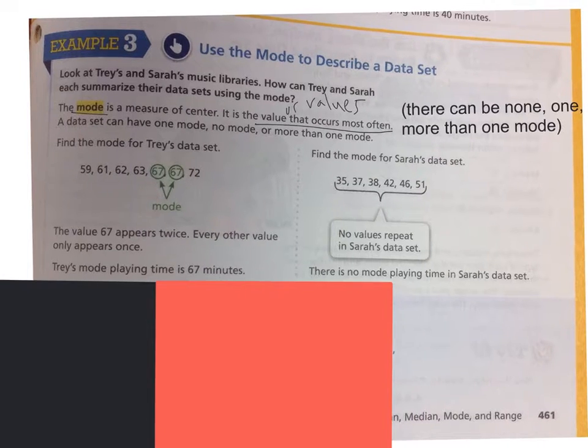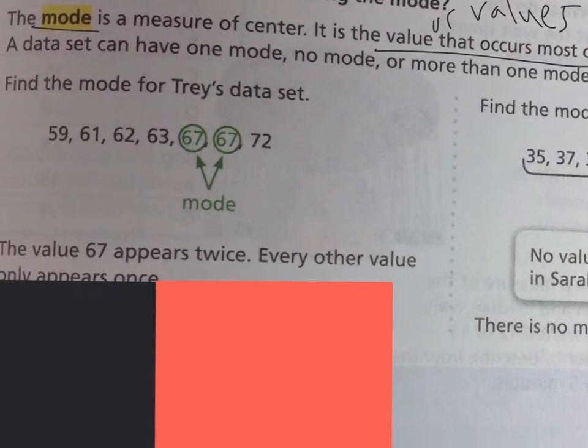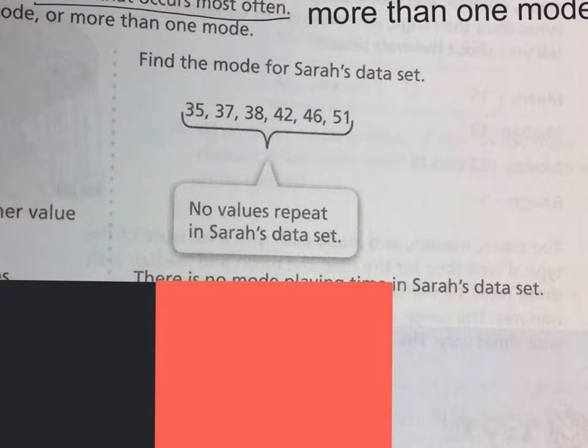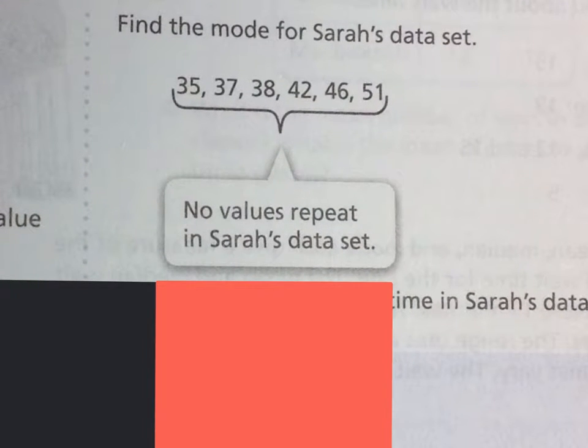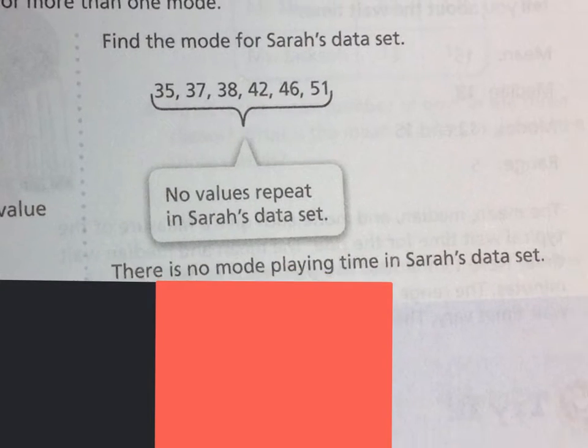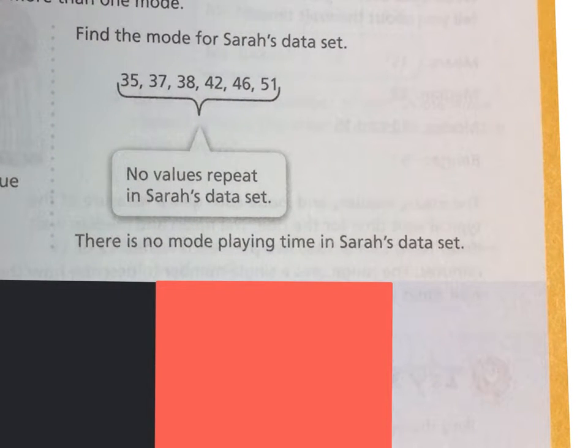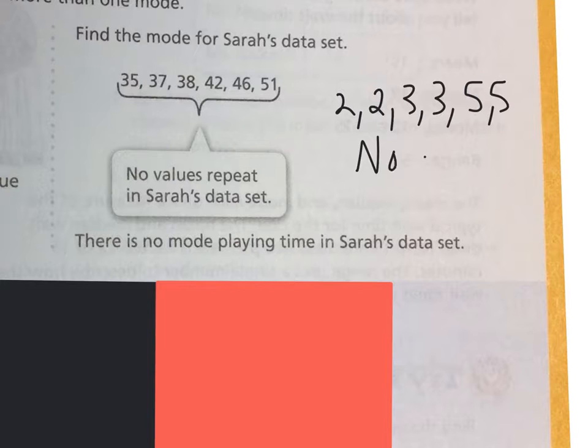So if you look at this for Trey's data set, 67 happened more often than the other numbers. So 67 would be the mode. For Sarah's data set, none of the values are repeated, so there's no mode. Now, having said that, so you don't get the false impression here, just because a number happens more than once doesn't necessarily mean it's going to be a mode. For example, if I had the numbers 2, 2, 3, 3, 5, 5, that also has no mode because they all happen the same number of times.